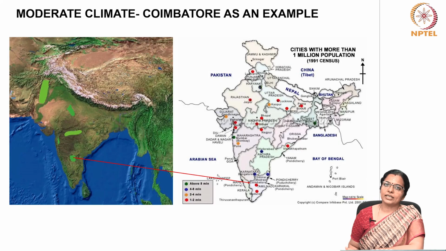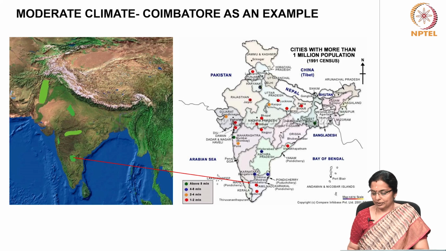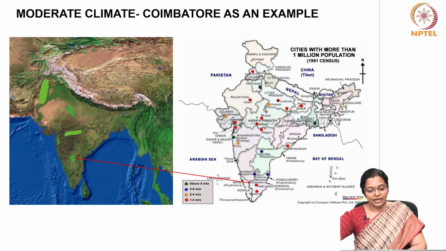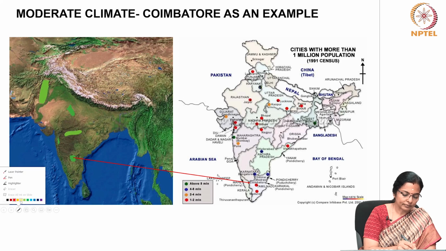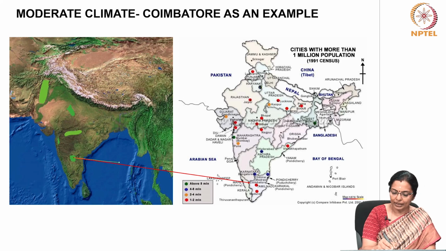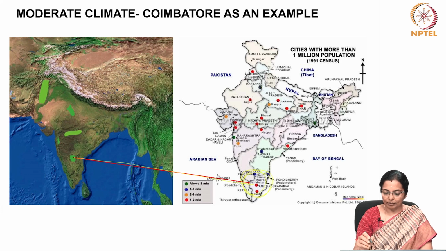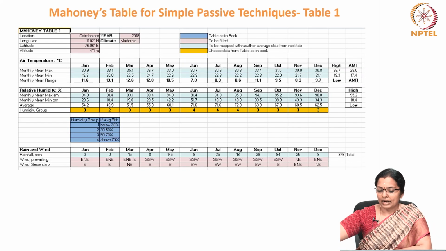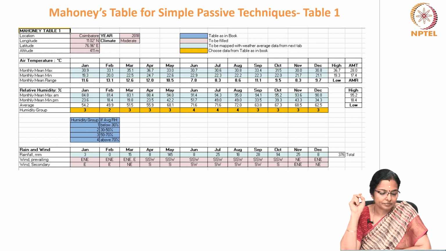Today we will look at the moderate climate with Coimbatore as the example. If you see the NBC, it has designated Coimbatore as a moderate climate, and Coimbatore lies in Tamil Nadu. Today we will discuss a little bit about the Mahoney's table.